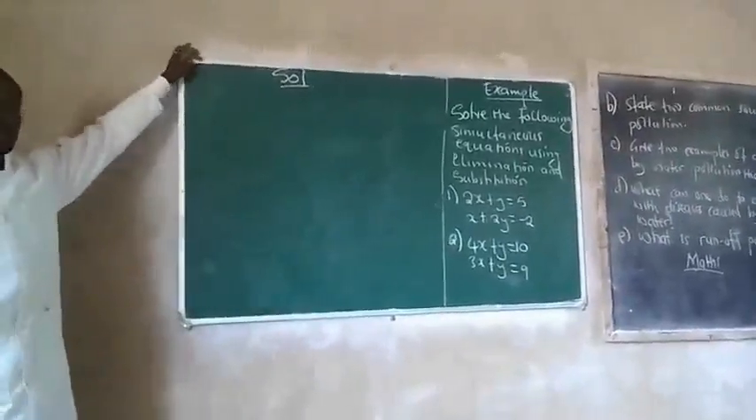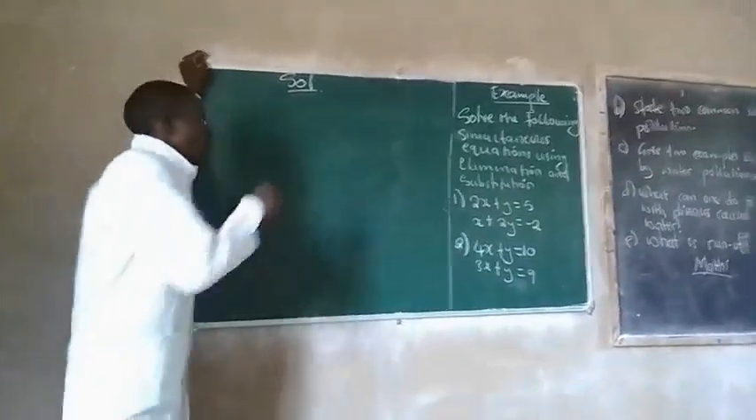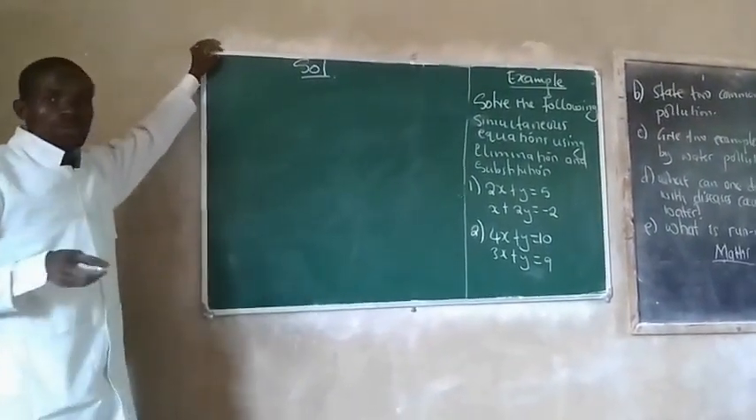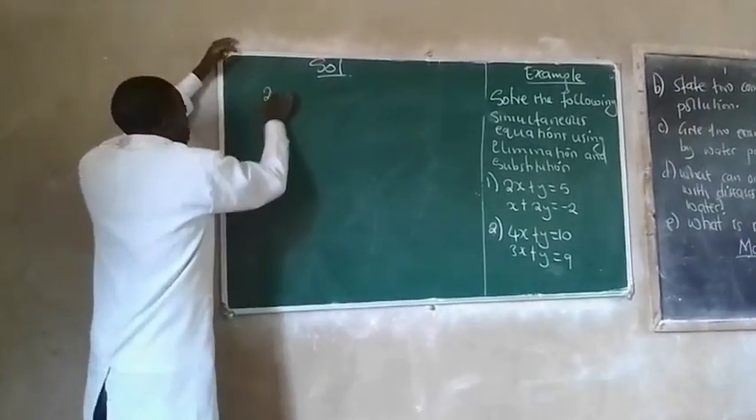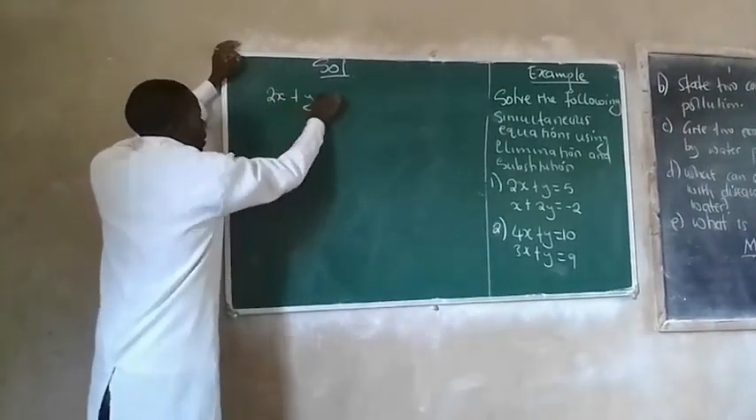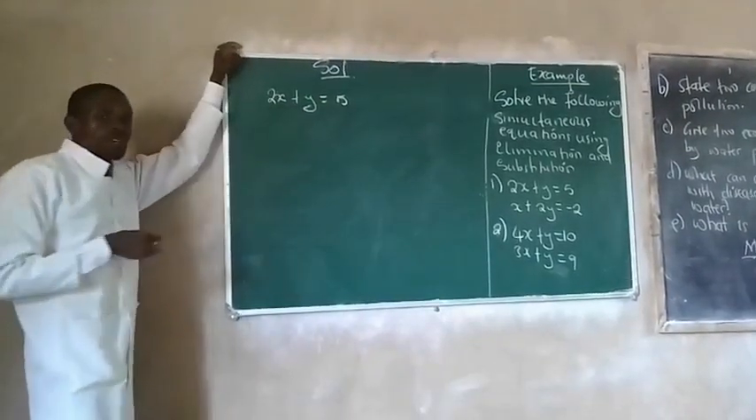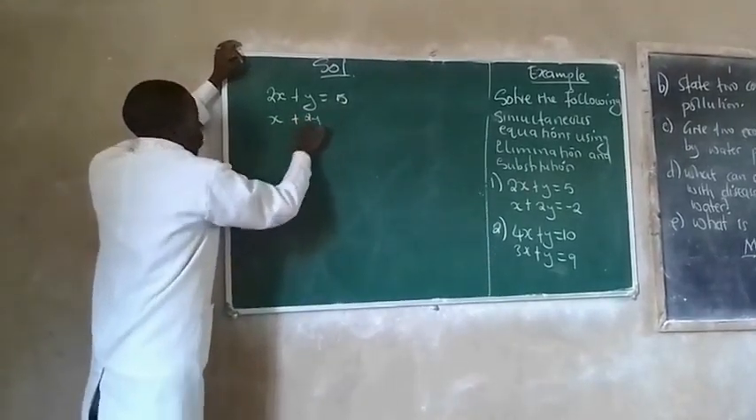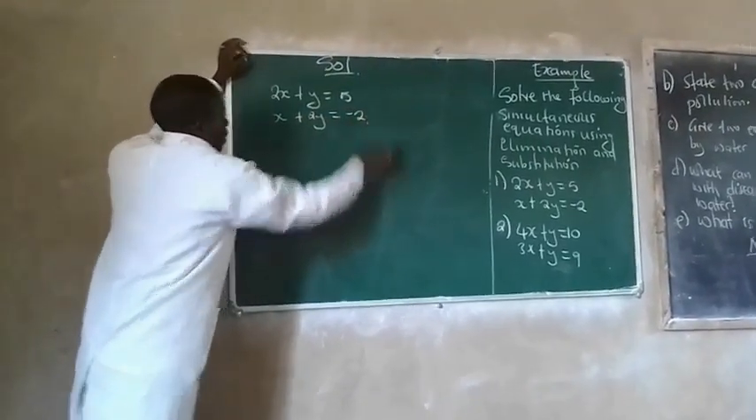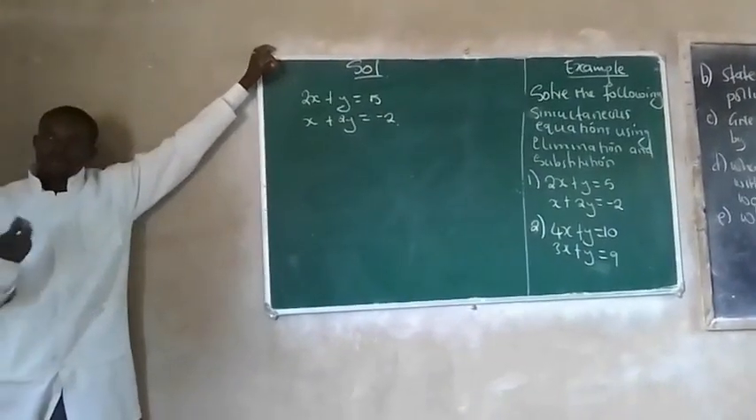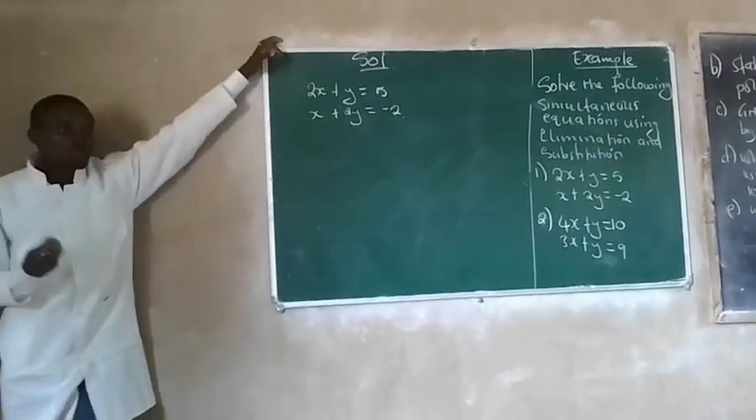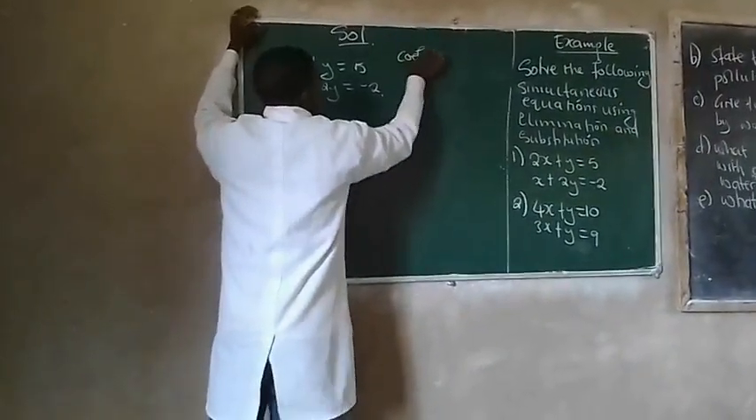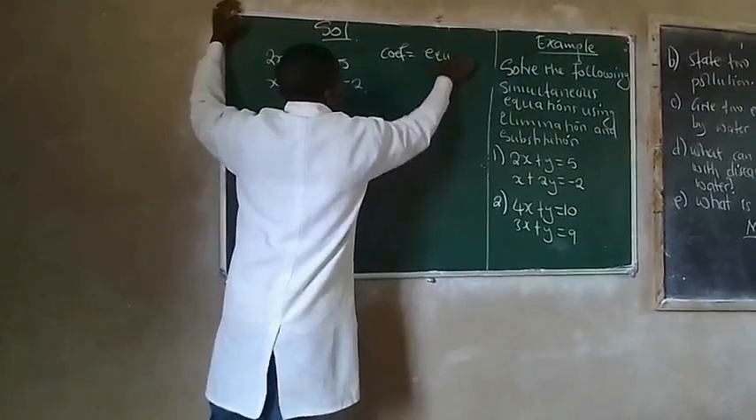Substitution. So the first one says, solve the following simultaneous equations using elimination and substitution. So you are going to copy number 1, 2x plus y equal to 5. Then we have x plus 2y equal to negative 2. To remove one variable and remain with 1, we make sure the coefficients are the same. So you are saying coefficients must be equal.